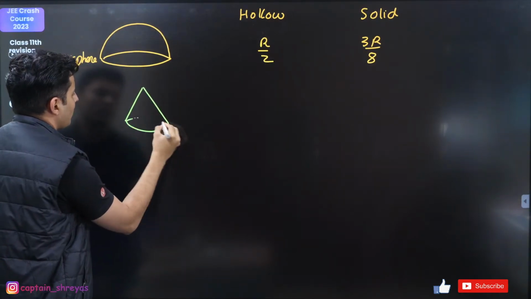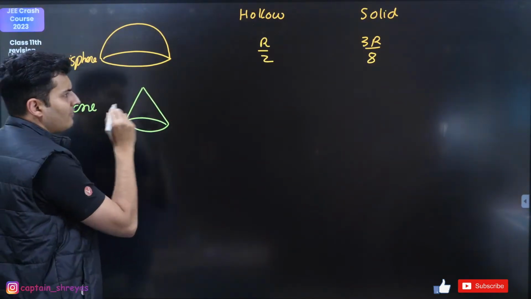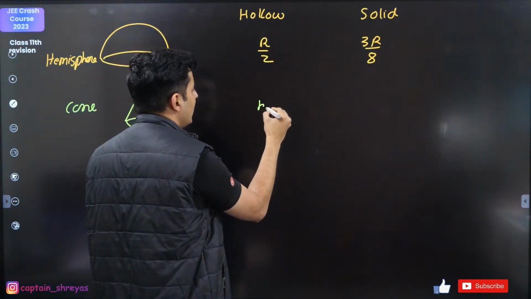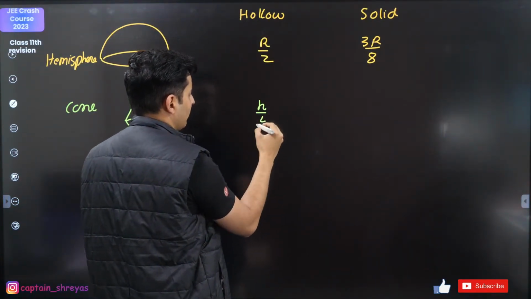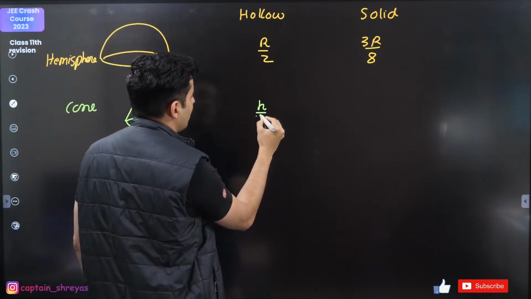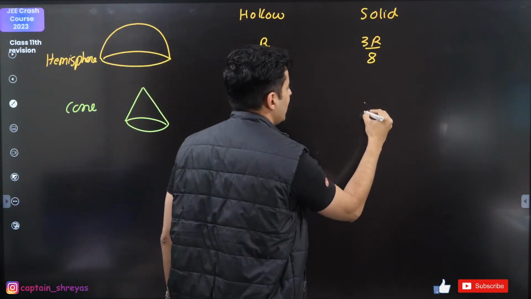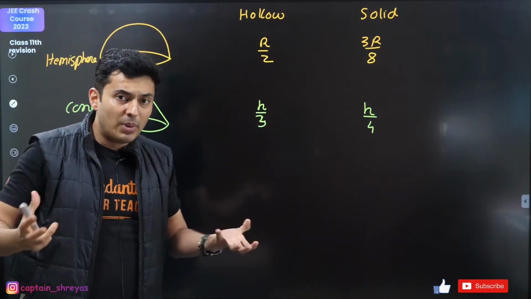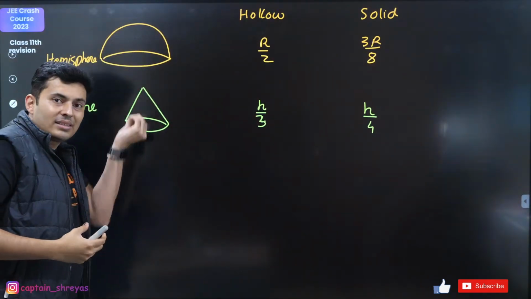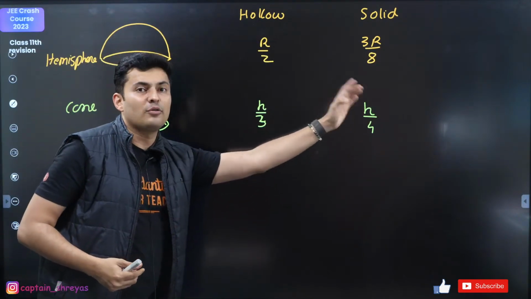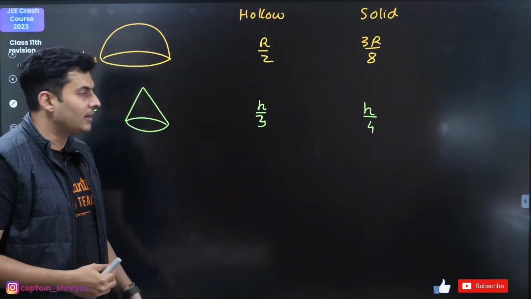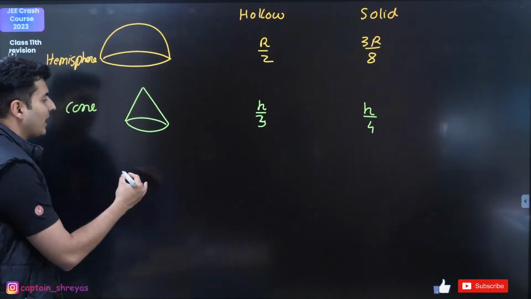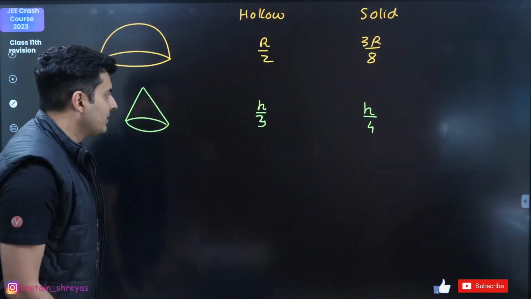Similarly, the next thing is a cone. If you talk about a cone, everybody should remember these formulas. If it's a hollow cone, it is h by 3. If it is solid, it is h by 4. Solid has more mass below, so it is lower. That's why it is h by 4 from the base.